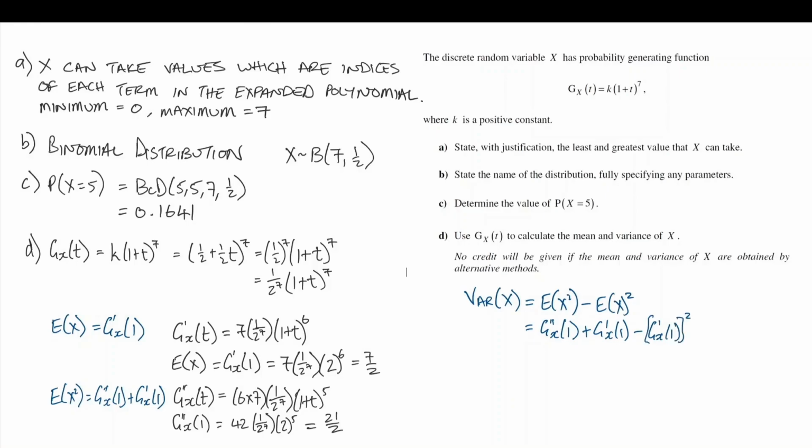Now we have all of these components. Let's just substitute them in. So we've got 21 over 2 plus 7 over 2 minus 7 over 2 squared. And that leaves us with 7 over 4. Once again, from the binomial distribution, this is what I was anticipating for the variance. Just making sure you're very comfortable with these techniques, expectations and variances being calculated using the standard technique for a probability generating function.